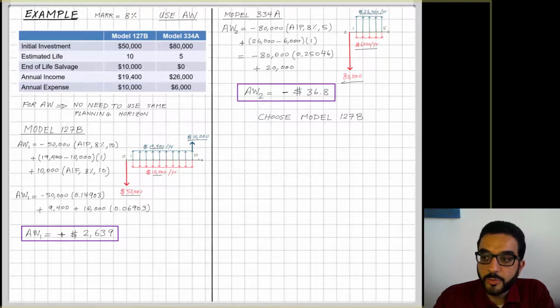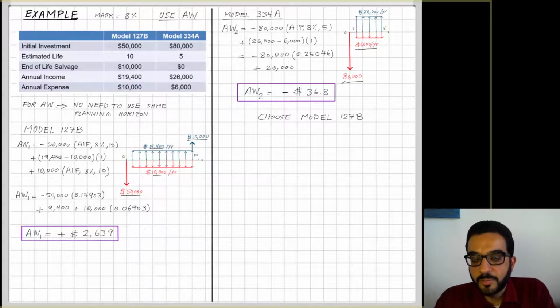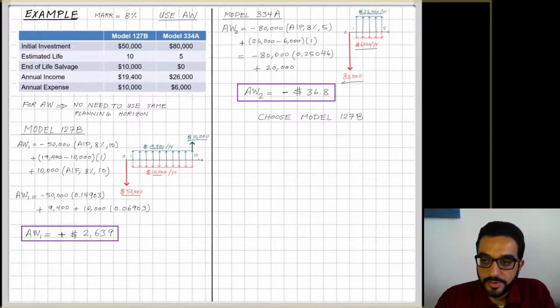negative 36.8. Negative here means that if the bakery decides to buy that, they actually will be losing money, because their minimum attractive rate of return is 8%. This model will not be able to recoup or recover that cost of investment or cost of capital that they will have. So in this case, you will decide to pick the one that makes them profitable, which is the first model.